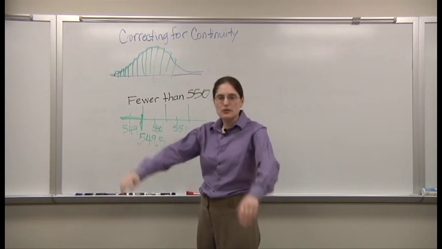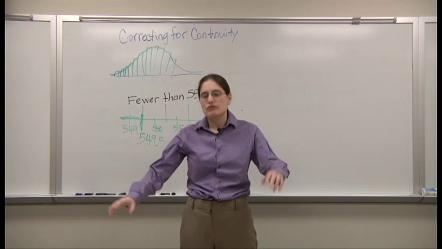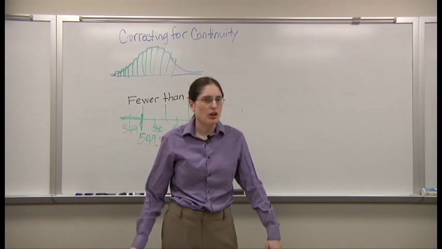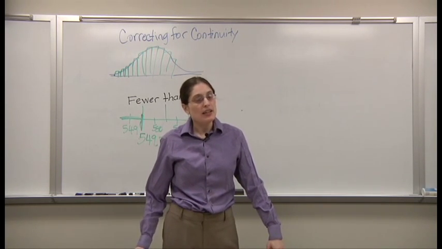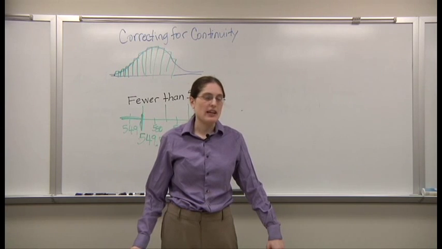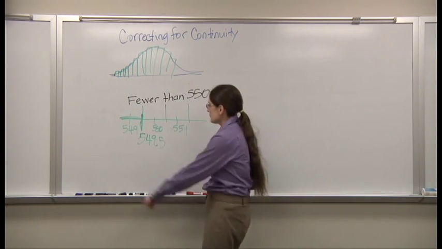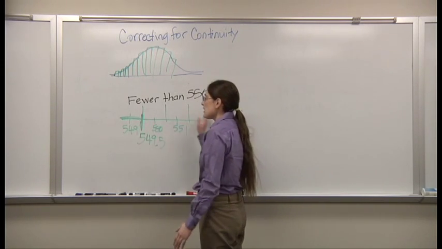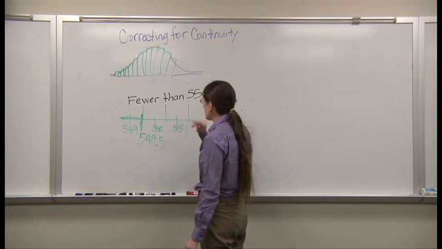If you say, okay, I'm 5 feet 7 inches tall, well, you're not exactly 5 feet 7 inches tall. You say that you are if your height would round to that. If you're anywhere between 5'6.5" and 5'7.5". So anything more than 549.5 would round to 550 or more.